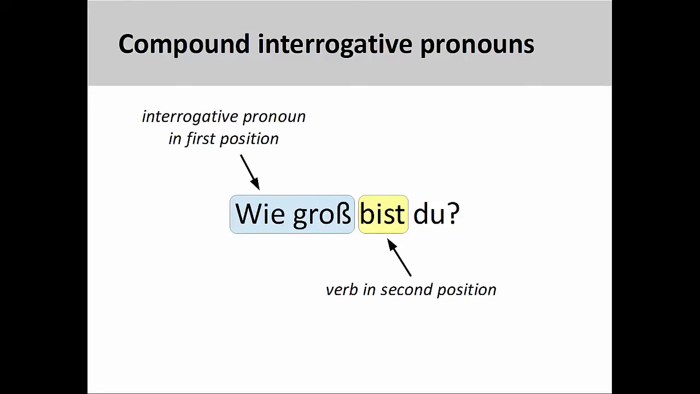We can use any adjective following wie to create a compound interrogative pronoun. Here, for example, you see the adjective groß, tall, large, used to inquire about the height of a person. Wie groß bist du? How tall are you?